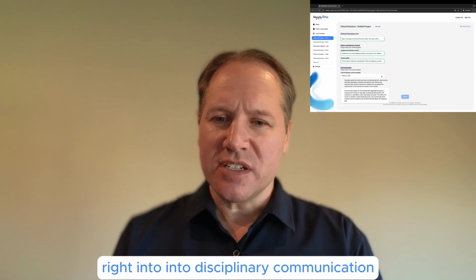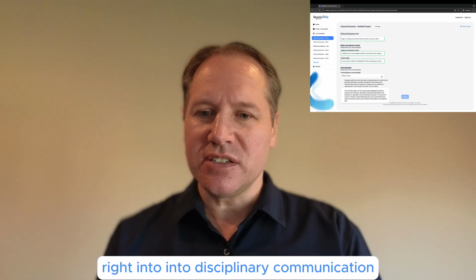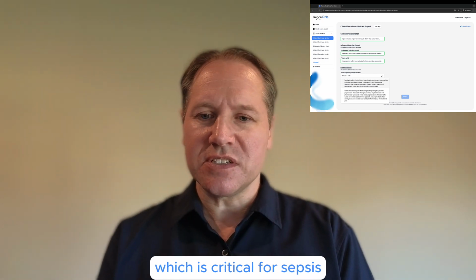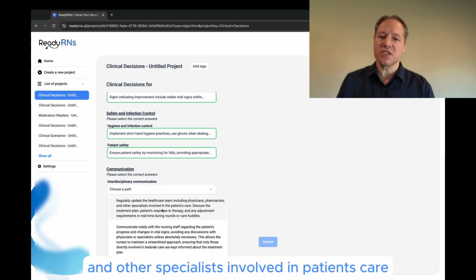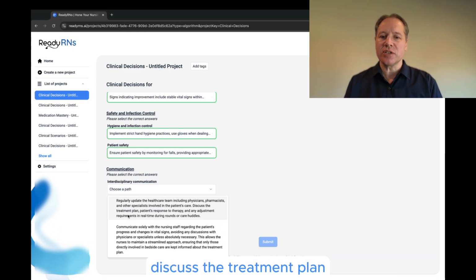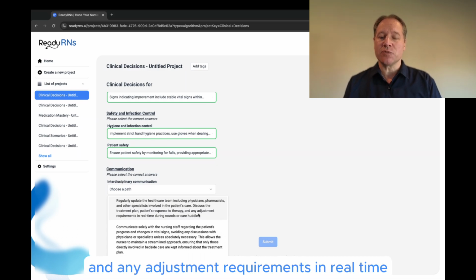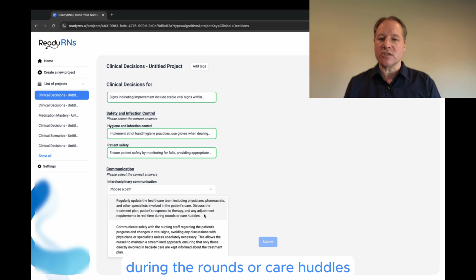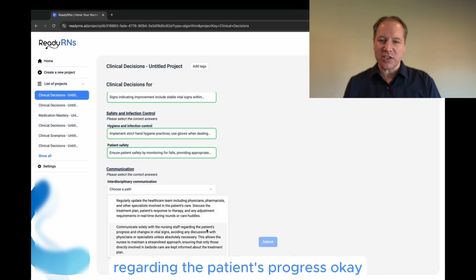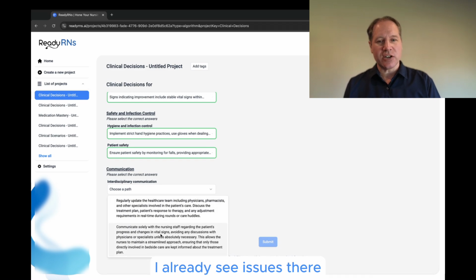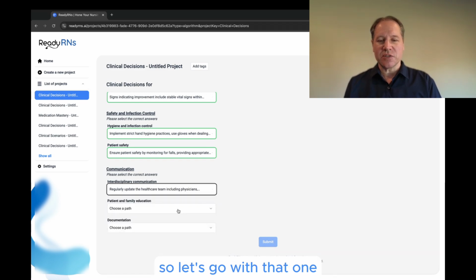All right, interdisciplinary communication, which is critical for sepsis. Regularly update the healthcare team, including physicians, pharmacists, and other specialists involved in the patient's care. Discuss the treatment plan, patient's response to therapy, and any adjustment requirements in real time during the rounds or care huddles. Sounds beautiful. Communicate solely with the nursing staff regarding the patient's progress. Okay, I already see issues there. So let's go with that one.